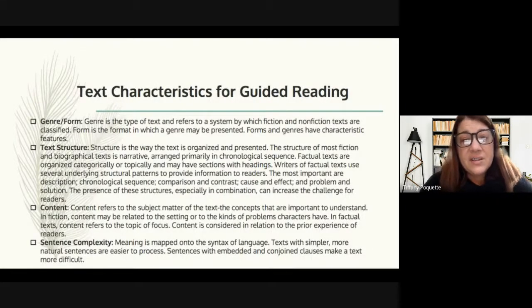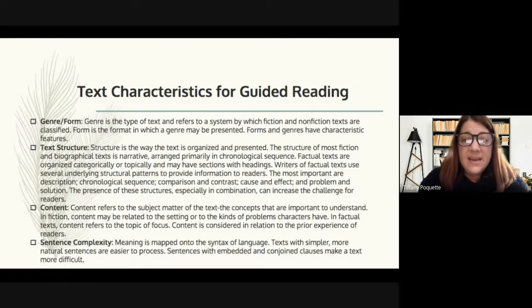There are 10 characteristics looked at to determine text levels. The genre. The genre is the type of text and refers to a system by which fiction and nonfiction books are classified. Text structure. Structure is the way the text is organized and presented. Content. Content refers to the subject matter of the text. The concepts are important to understand. As text levels progress, the content will become more complex and age appropriate.